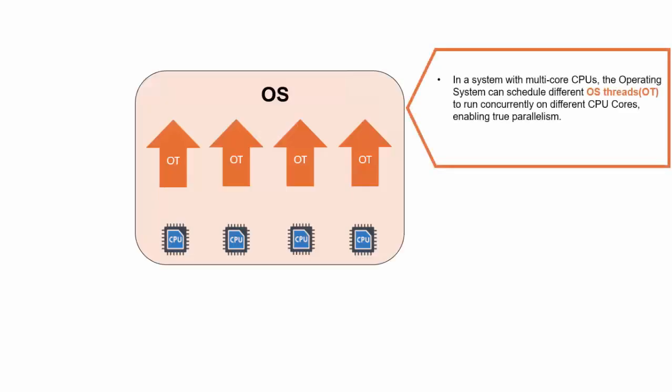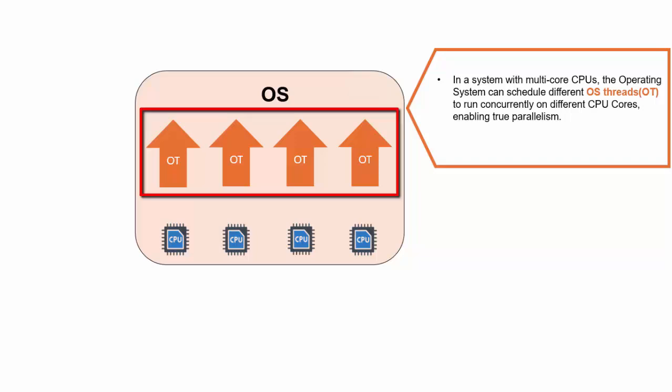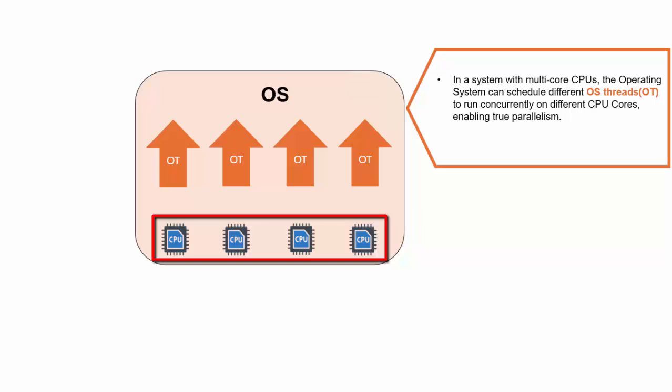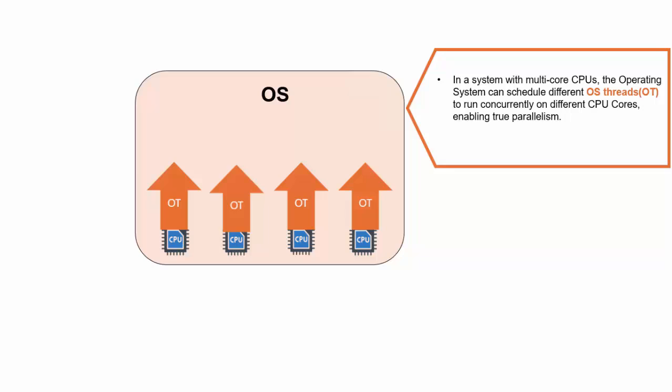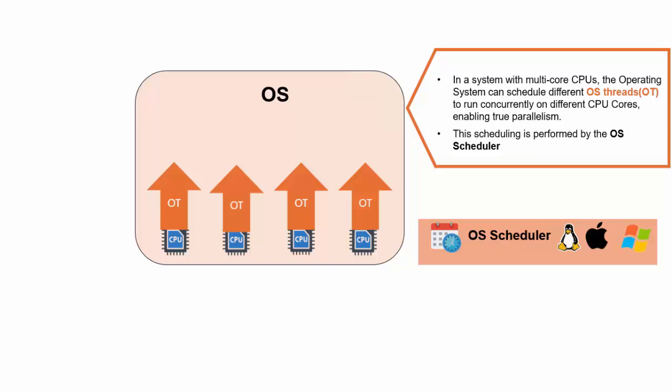In a system with multi-core CPUs, the operating system can schedule different OS threads, or OT, to run concurrently on different CPU cores, which actually enables true parallelism. So here in the diagram, I'm just showing there could be multiple OS threads which can be run on multiple CPU cores in case those are available. And this scheduling is performed by the OS scheduler. Now it varies based on the operating system we are working on.